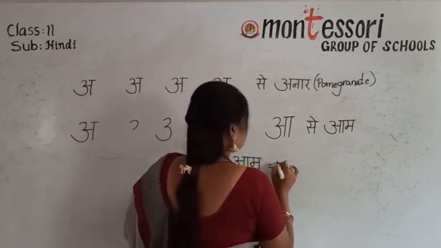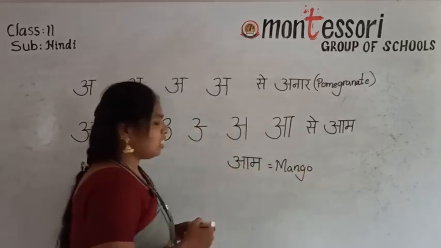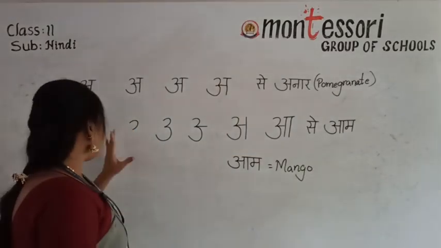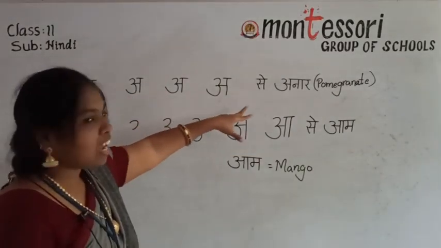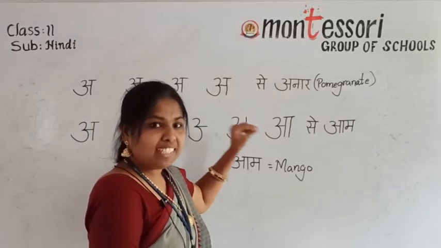Aam means mango. See, aam means mango. Look, children, I have shown the steps of this. You have to practice this one in your rough book 5 times.